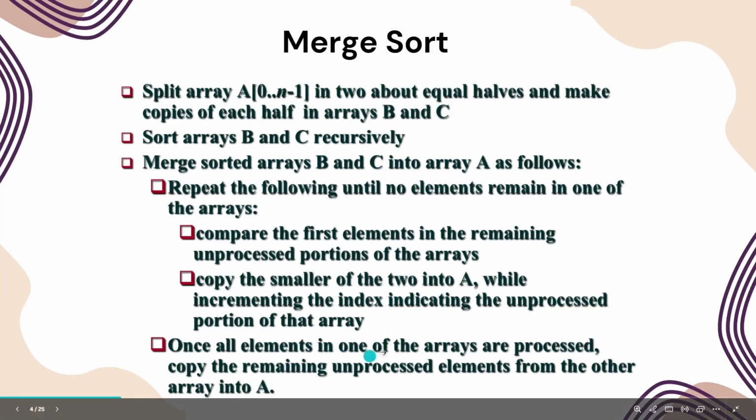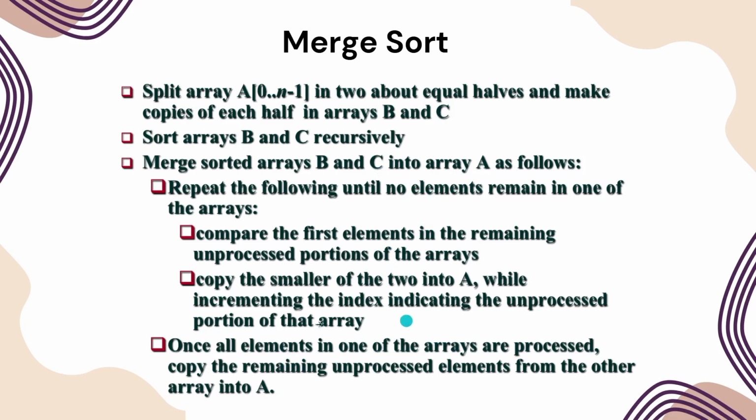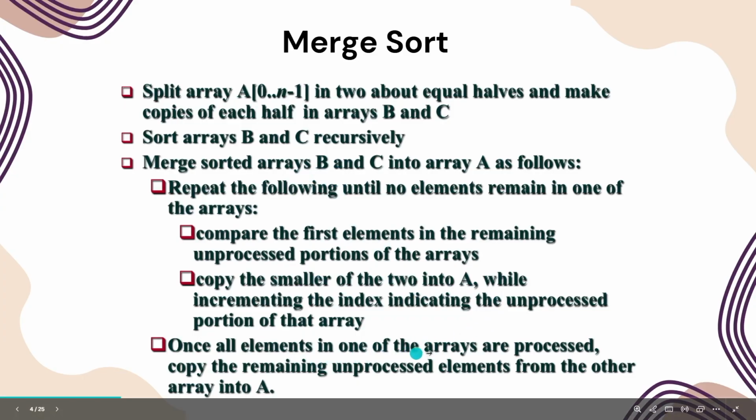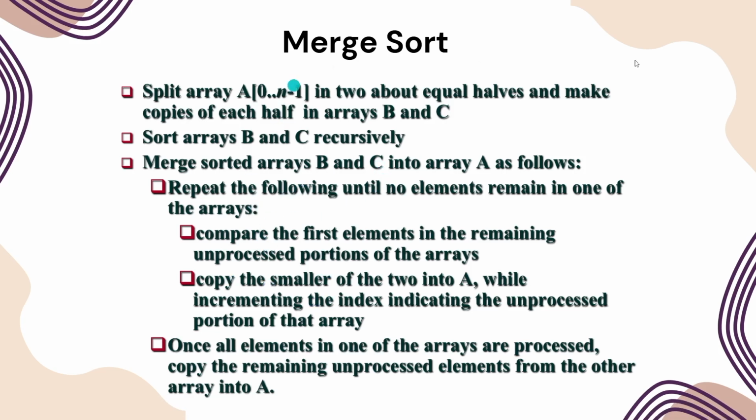Once all the elements in the arrays are processed, at times there is a possibility that one of those auxiliary arrays has become empty. In case all the elements of one of those auxiliary arrays are processed, then the remaining portion of the unprocessed elements can be copied from the other auxiliary array. We will see this with an example, then you will better understand how merge sort actually works.